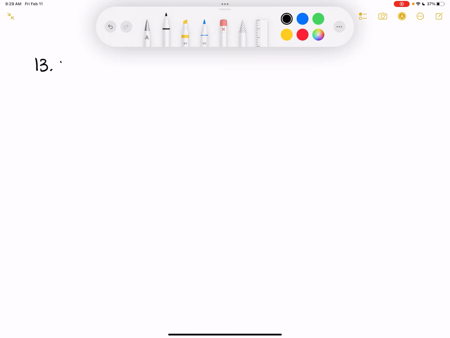All right, so 13.2 is define general angles and use radian measure.